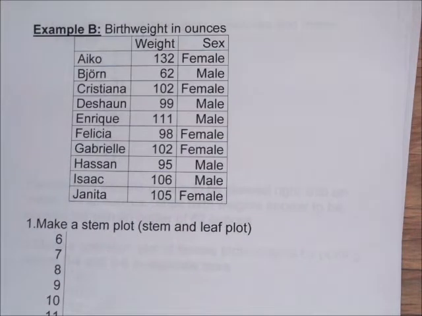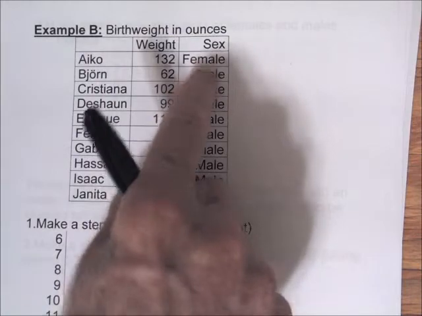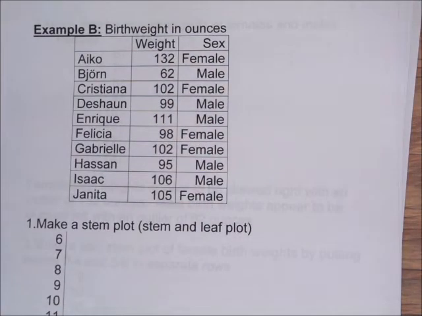So we have data on 10 newborn babies. We have the weight of each baby, and we have the sex of each baby. So we have 5 females and 5 males. The weights are in ounces. The lightest baby was 62 ounces. The heaviest one was, I think, Iko, 132 ounces.